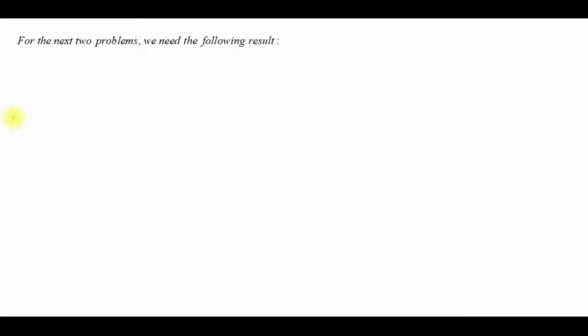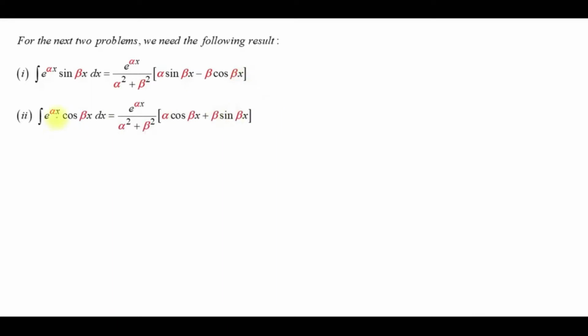For the next two problems, we need the following result, which is studied in plus 1 or 10th level or plus 2 level. So first one, integration e power alpha x sin beta x dx equal to e power alpha x all divided by alpha square plus beta square into alpha sin beta x minus beta cos beta x. Second one, e power alpha x cos beta x dx equal to e power alpha x divided by alpha square plus beta square into alpha cos beta x plus beta sin beta x.